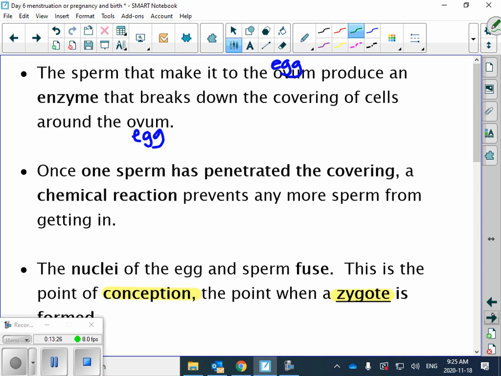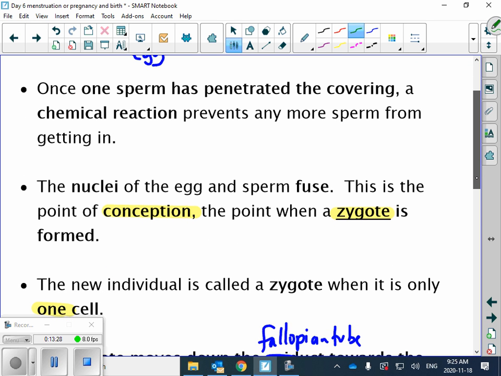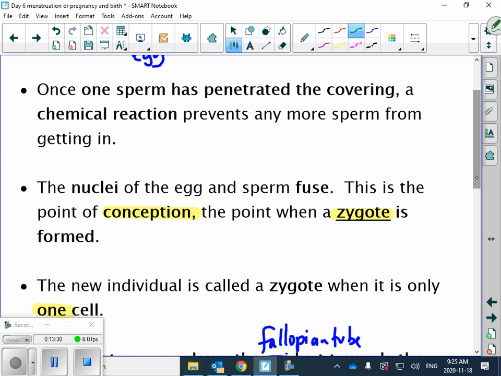So the nuclei of the egg and sperm, the brain of the cell where all that DNA, those chromosomes, are, fuse together. That's the point of conception. That's the point when a zygote is formed. So we have the egg with 23 and the sperm with 23 chromosomes. Okay? The sperm will penetrate the egg, and then basically the sperm is just depositing the genetic material.